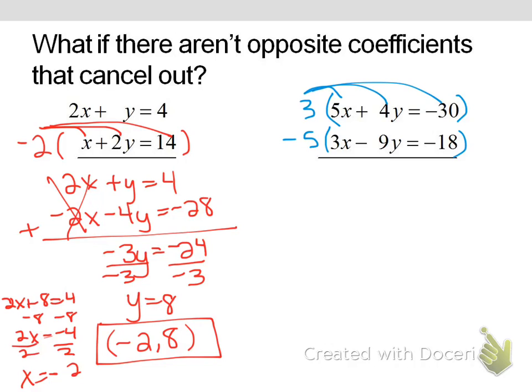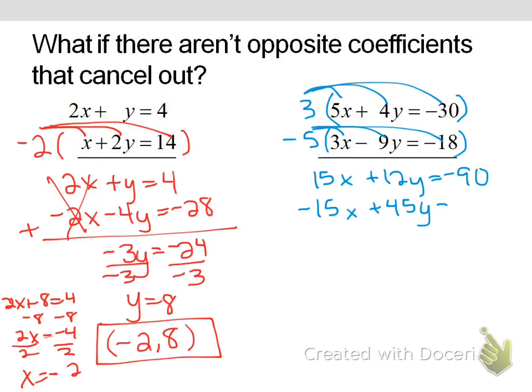So this is what I picked. This is not the only way to do it. There is more than one way, but let me show you this one. 15x plus 12y equals -90. Then -15x plus 45y equals +90. Now, in doing that, do I now have opposite coefficients? Yes. I just switched them and made one negative. You could multiply the top one by 9 and the bottom one by 4 if you wanted.